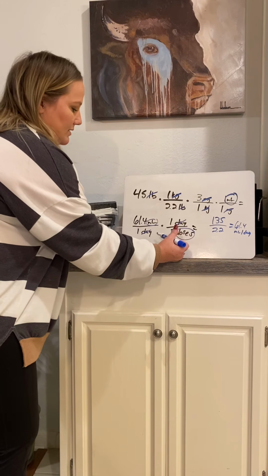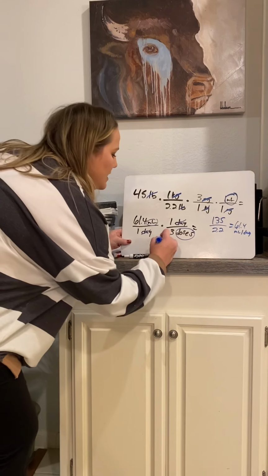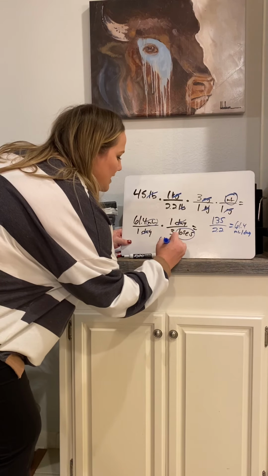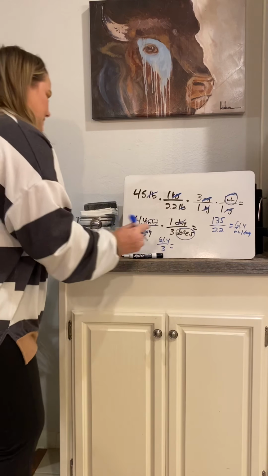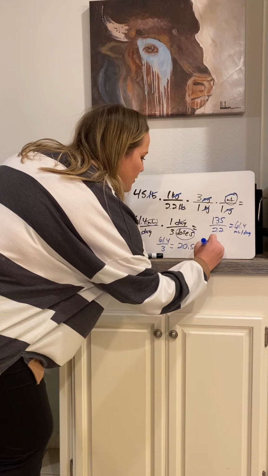61.4 times 1 is still 61.4. 3 times 1 is still 3. So all I'm doing is I'm taking 61.4 and I'm dividing it by 3. And that's going to give me 20.5 mils per dose.